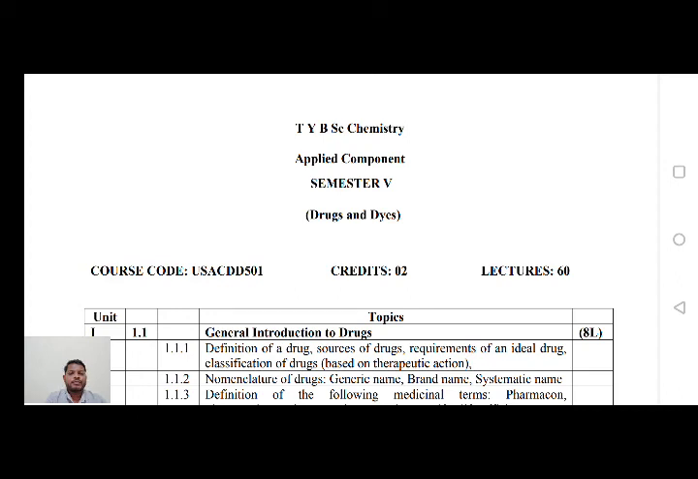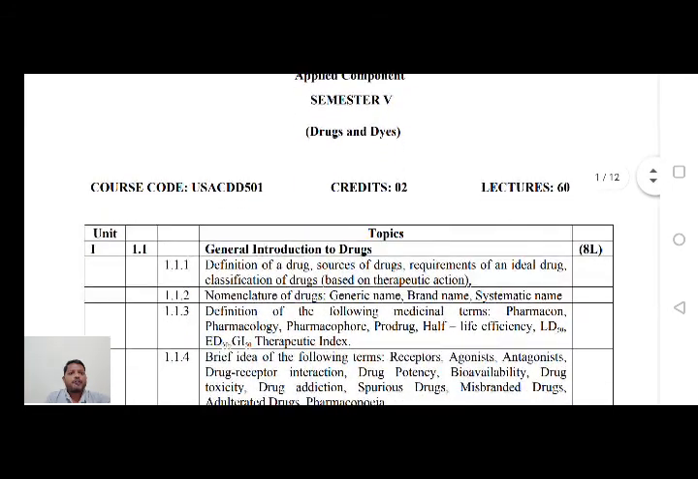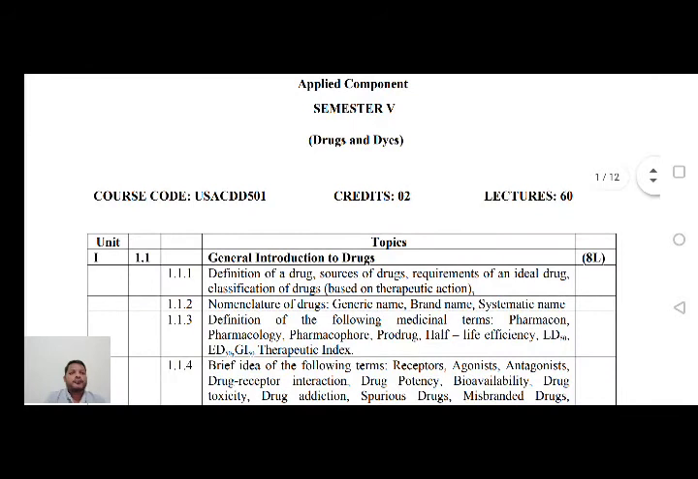Again, welcome. Today we are going to discuss an overview of the TY BSc Chemistry Applied Component, Semester 5, that is Drugs and Dyes, course code USACDD 501. In Semester 5 there are 4 units. Out of the 4 units, 2 units are from drug chemistry and 2 units are from dyestuff chemistry.